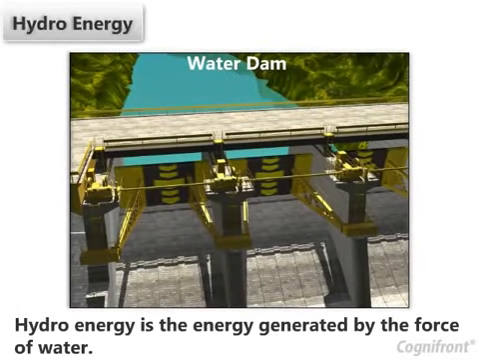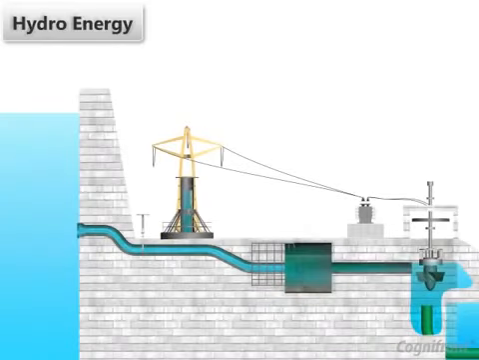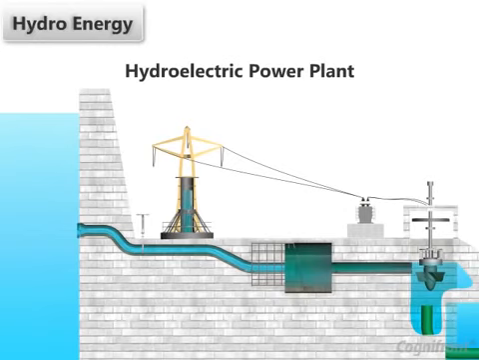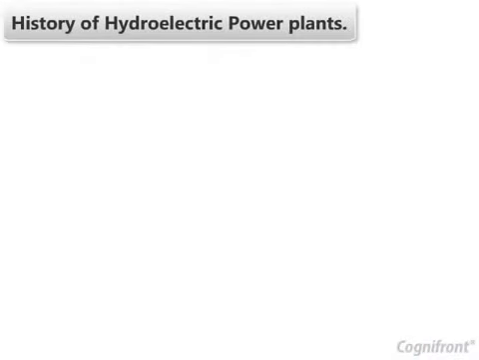Hydroenergy. Hydroenergy is the energy generated by the force of water. This is a powerful way of generating electricity. The hydro energy is converted into electric energy by hydroelectric power plant, and this energy is called as hydroelectricity.